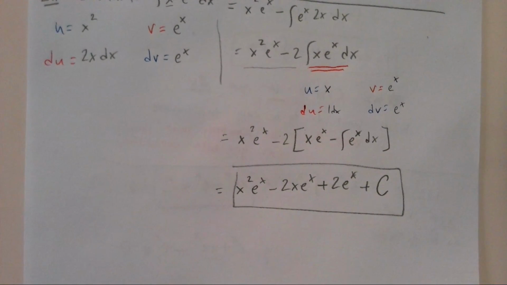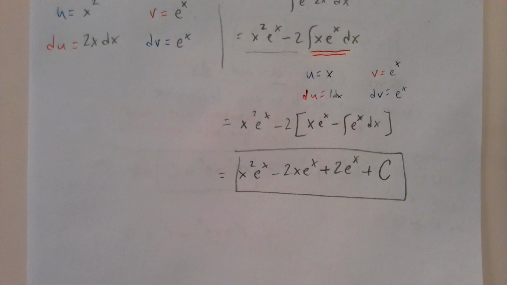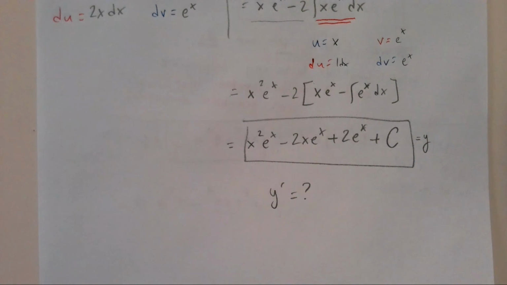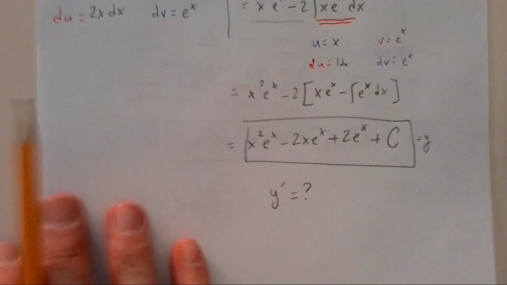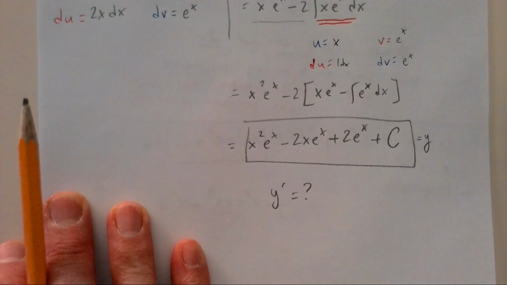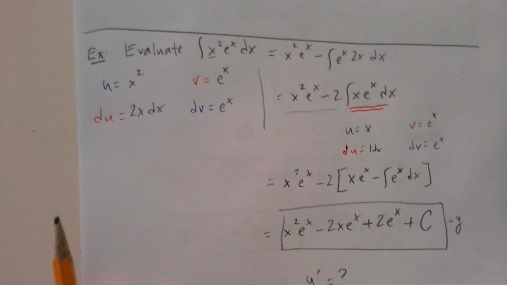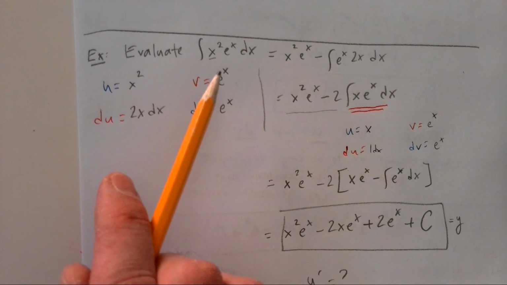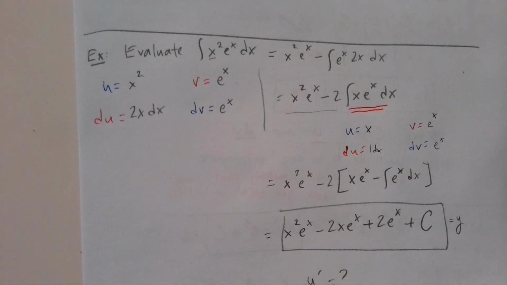There's our answer. And again, if you define this as y, figure out what y prime equals. You'll have to use a couple of product rules. In the end, as long as you do your derivative rules correctly and your algebra is on point, you should end up with just x squared times e to the x. Okay, I'm going to stop here and then put the last few examples on another video.